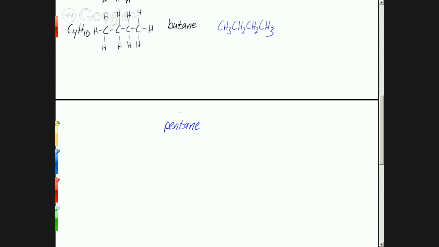So this one is the 5 carbon. Yes. How many are you? You have to figure it out.